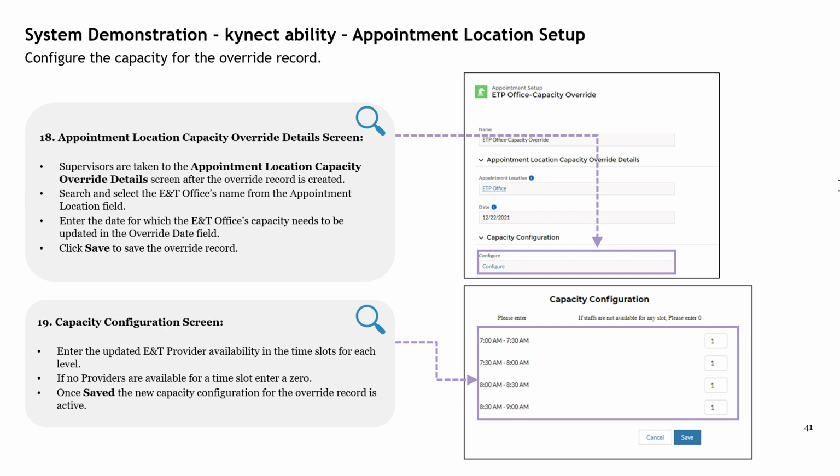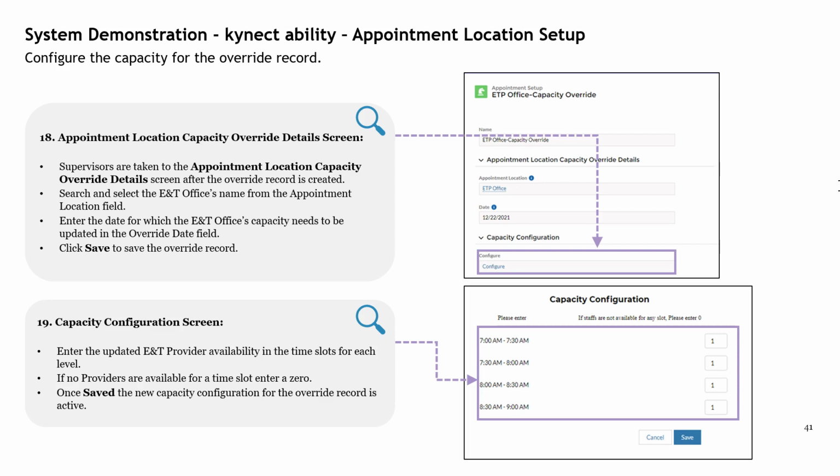Next, configure the capacity for the override record by navigating to the Appointment Location Capacity Override Detail screen. Search and select the ENT office's name from the appointment location field. Enter the date for which the ENT office's capacity needs to be updated in the override date field. Click Save to save the override record.